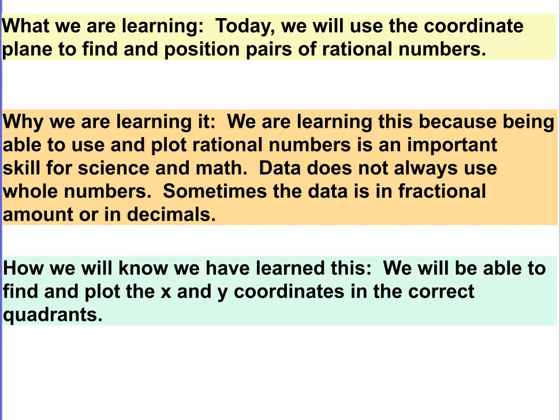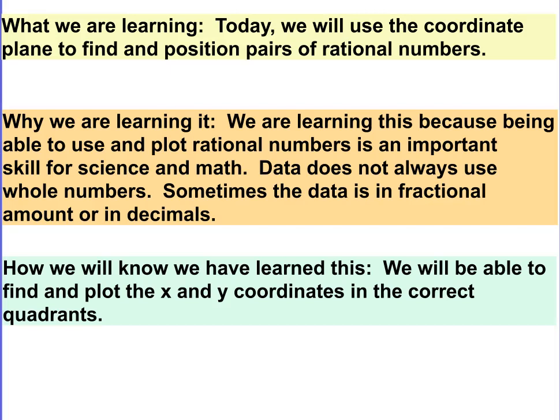Now, you already know how to plot the x and y coordinates when we're looking at whole numbers. You know how to position a rational number on a number line. If you have 1.5 or 1 3/4, we've worked on that when we did opposite numbers and looking for numbers on a number line. Well, it's going to be the same thing, except now we're going to be going both horizontally for the x-axis and vertically for the y-axis, and still looking for coordinate pairs.